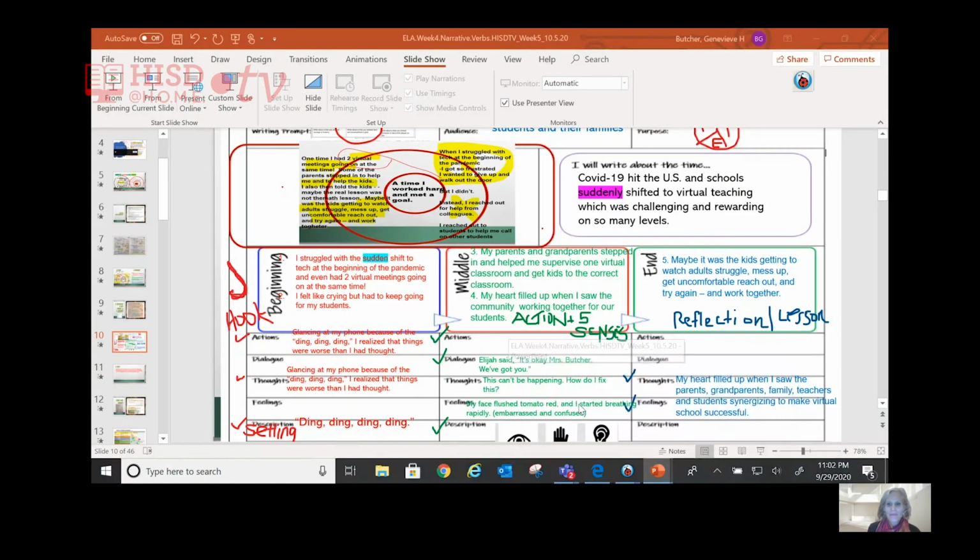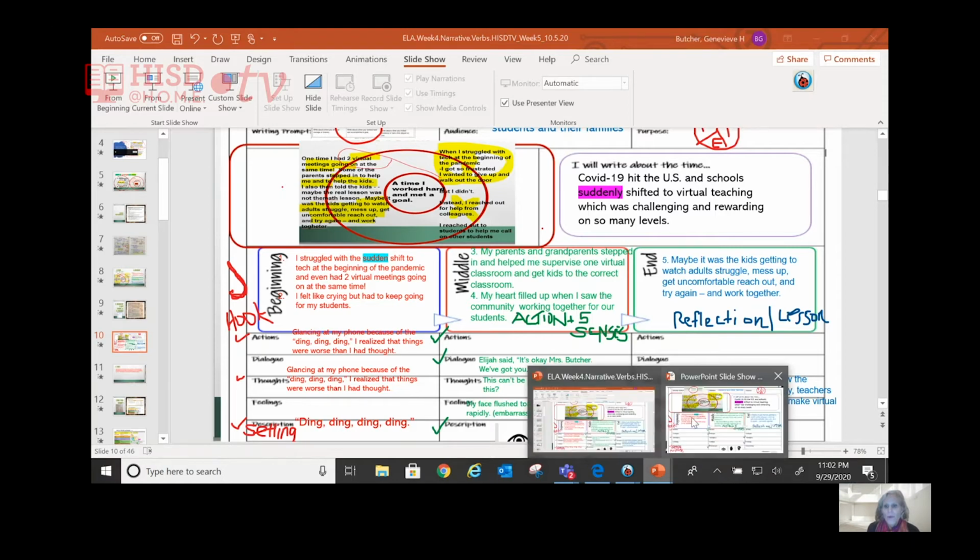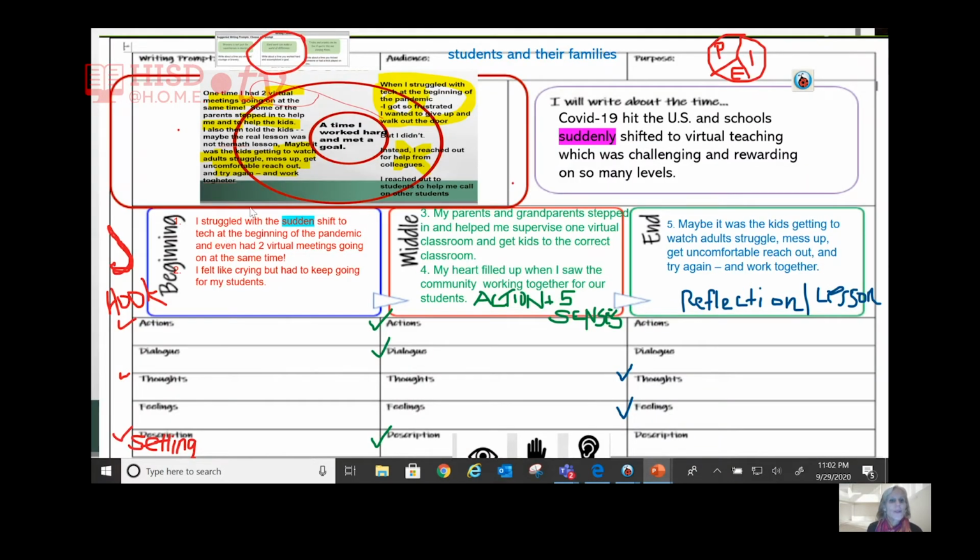All right. Here we go. Oh my goodness, I picked the wrong one. Here we go. Okay, so I struggled with the sudden shift to tech, the beginning of the pandemic. So I'm adding sudden, and then what I want you to think about is, what can I add? Actions, dialogue, thoughts, feelings, and description. So I'm gonna pick a few things, and you are too. What can we do to our beginning to kind of make it pop?